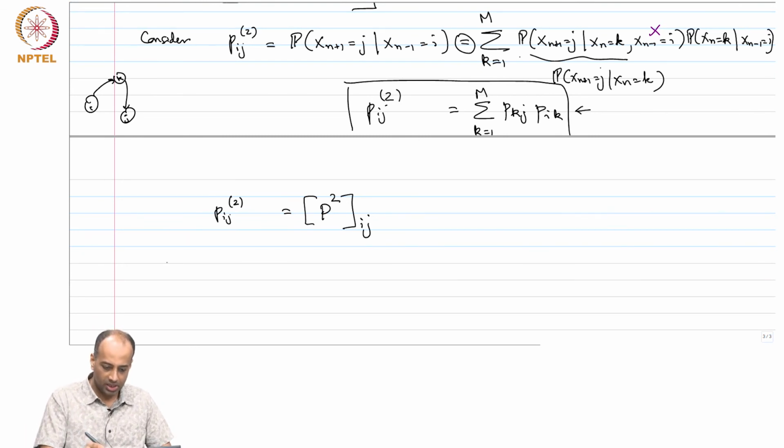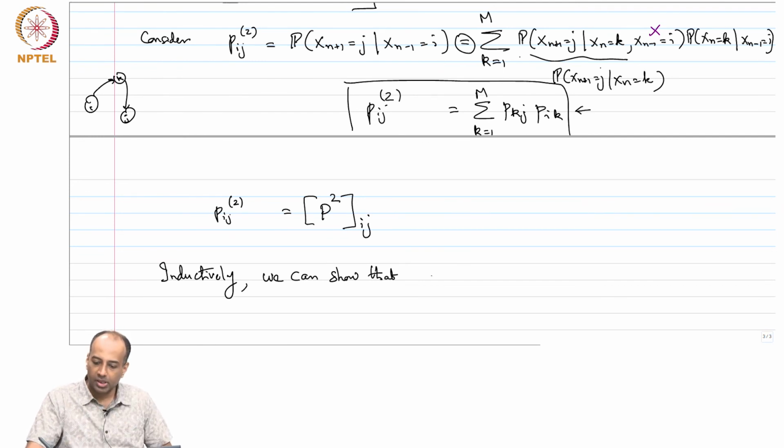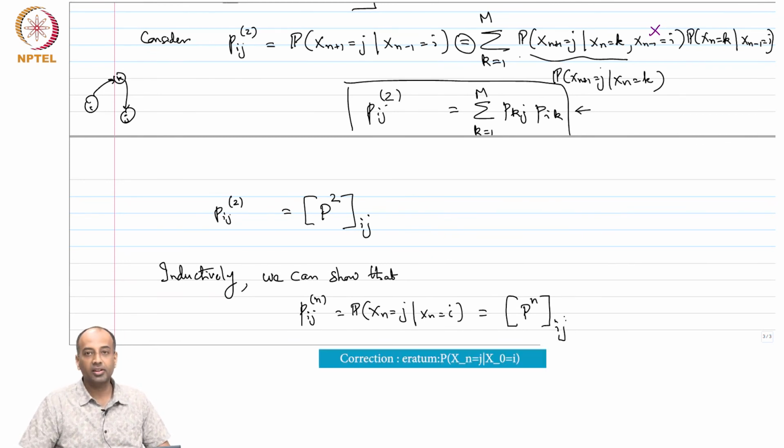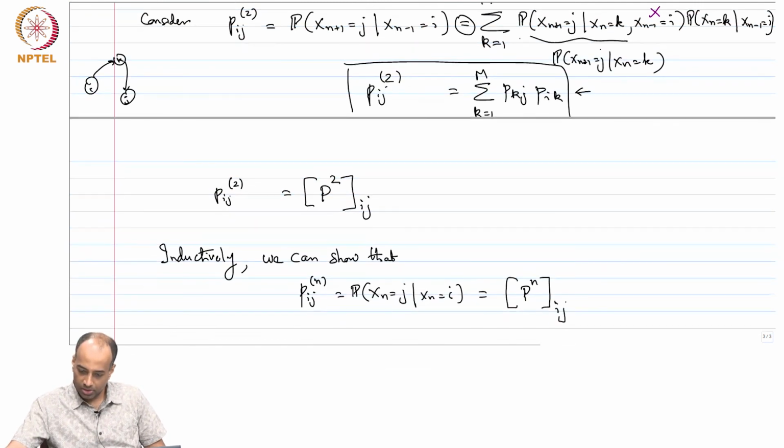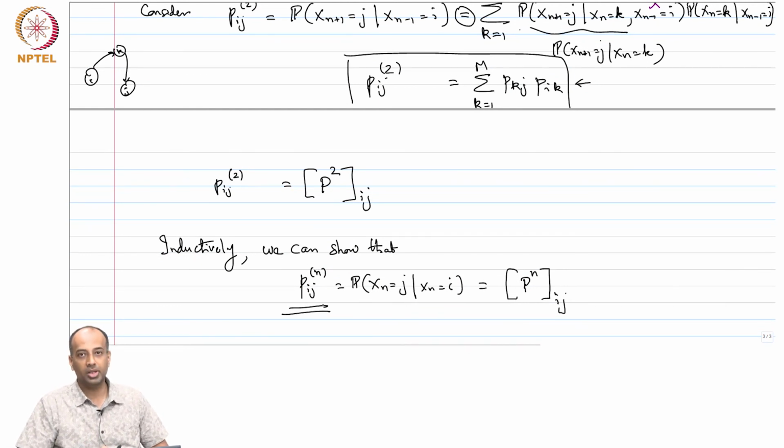So, similarly, inductively, we can show that Pij(n), which is the probability that I go from i to j in n steps, is simply the ijth entry of the nth power of the matrix P, all right. So, if you want to find out Pij(n) from the transition probability matrix P, what you have to do is take the nth power of the matrix and then look for its ijth entry, all right. There is a common mistake that people take Pij(n) to be the nth power of Pij, that is not correct. Pij(n) is the ijth entry in P to the power n, all right. So, please keep this in mind.